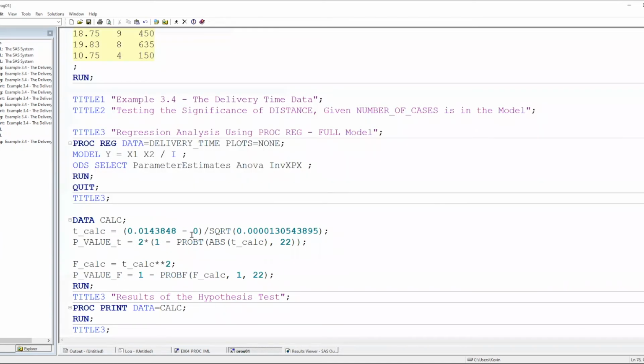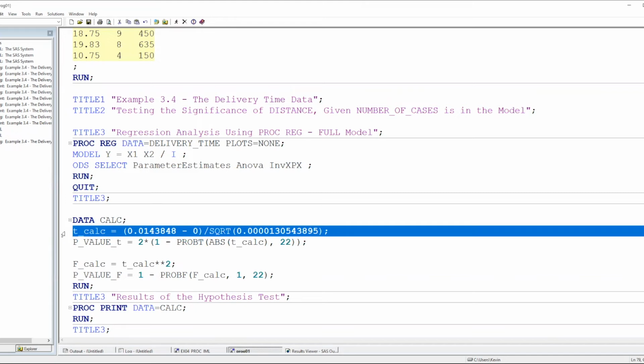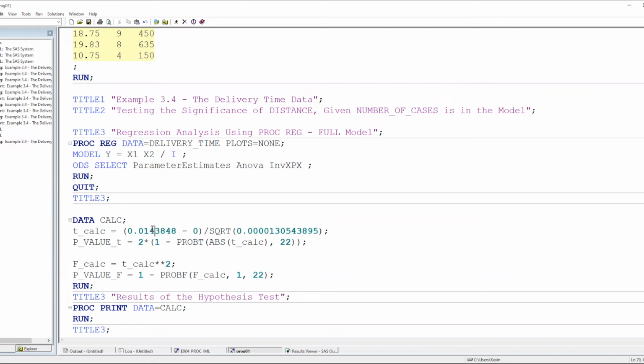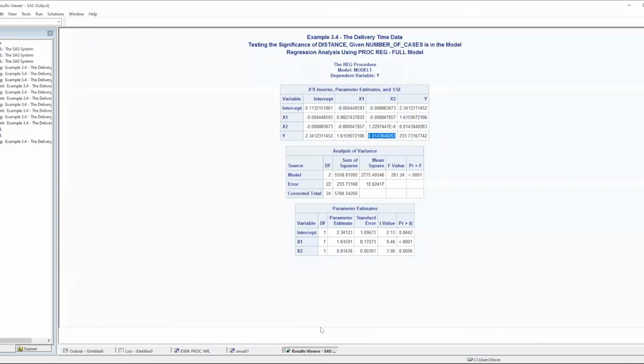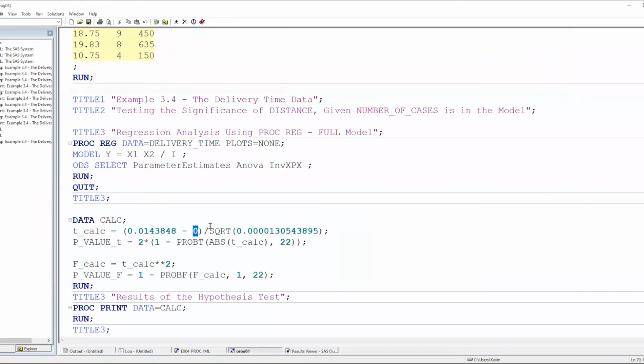All right, so what I've done is I'm creating a new data set called calc, and in my first step in the data step, I'm going to calculate the value of my test statistic. Here I have the value of beta 2 hat. From that, I subtract the hypothesized value, which is 0. And then on a hand calculator, I calculated the product of this quantity here and the 10.62417. Already done that. I entered that value here just as a literal value.